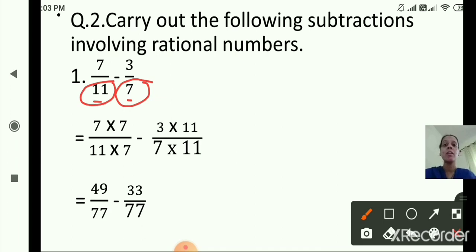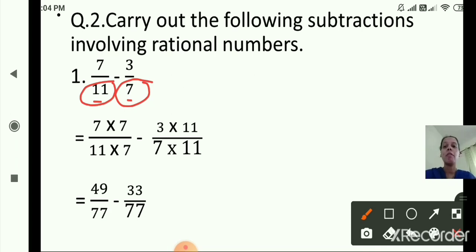I hope you remember the method of cross multiplication. The first rational number, you will multiply it with the second rational number's denominator, and the second rational number you will multiply with the first rational number's denominator. Okay, so as you can see here, first we have written 7 upon 11, the first rational number as it is, multiply by 7, multiply by 7. Okay, in between the minus sign. Then we have written the second rational number 3 upon 7, multiply by 11, multiply by 11.